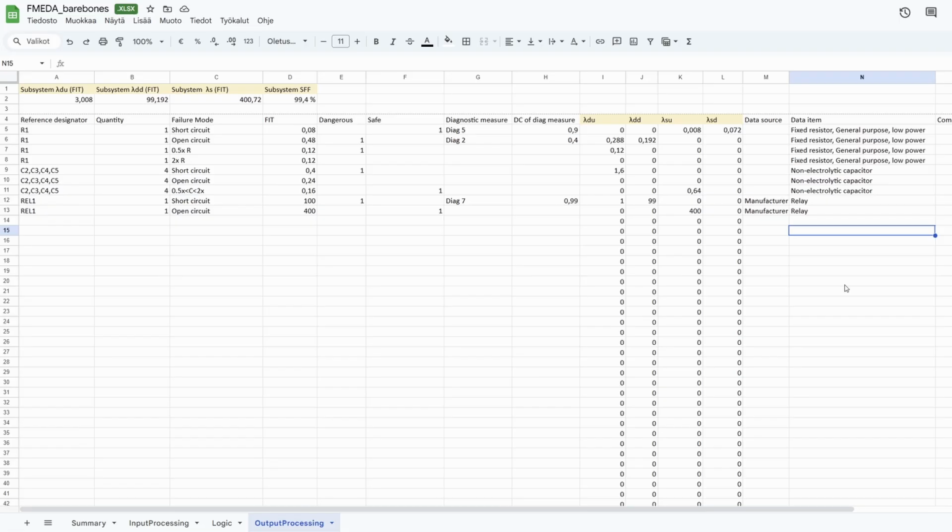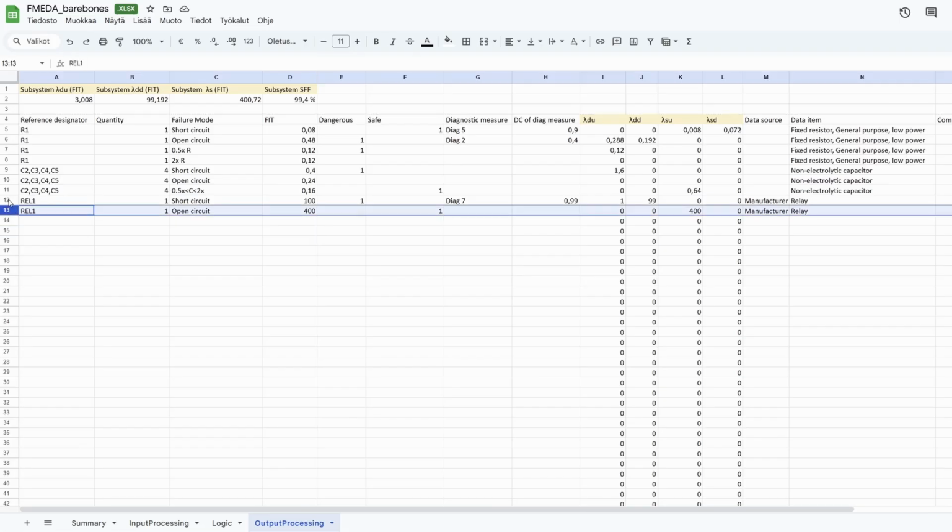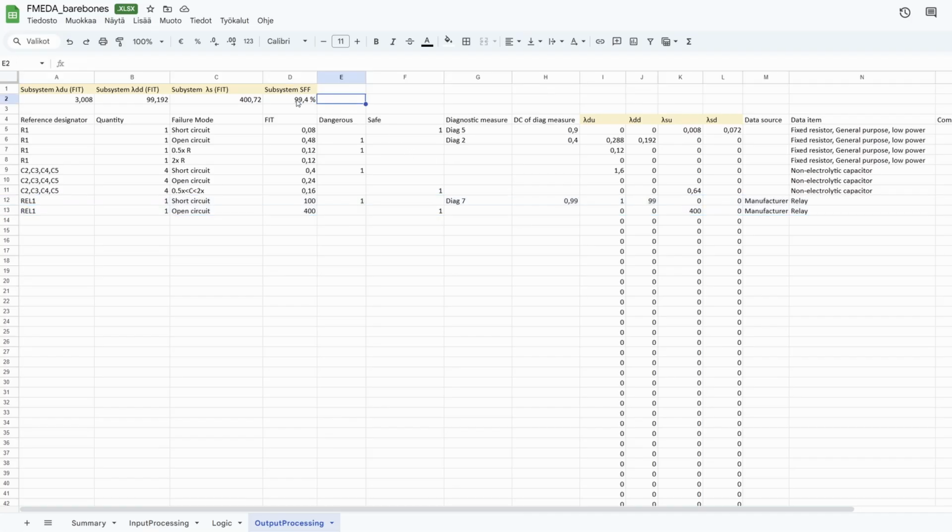We will go through each of the subsystems one by one. For example, here in output processing, I have added a relay that we have data from the manufacturer directly, and we have a manufacturer-given high diagnostic coverage for the associated somewhat high failure rates. And these will result in their own subsystem safe failure fractions and the undetected failures.